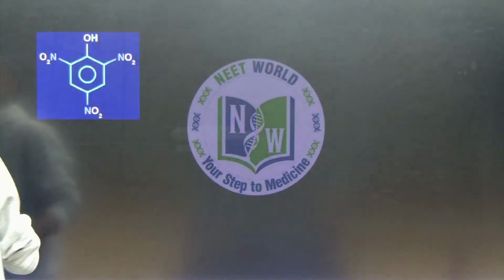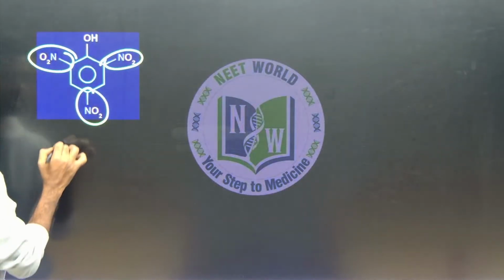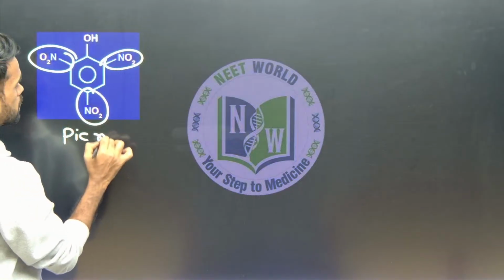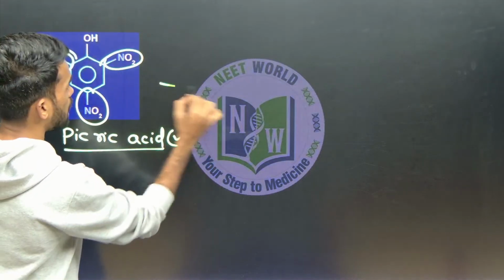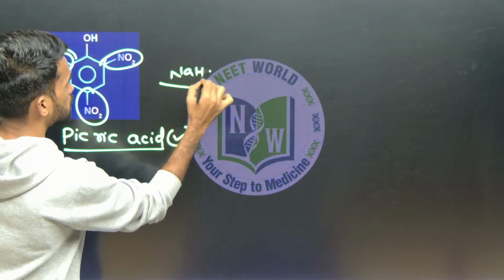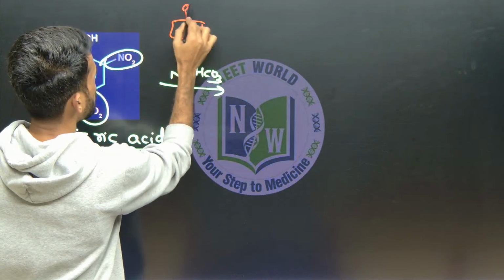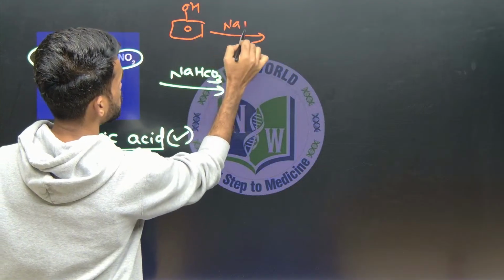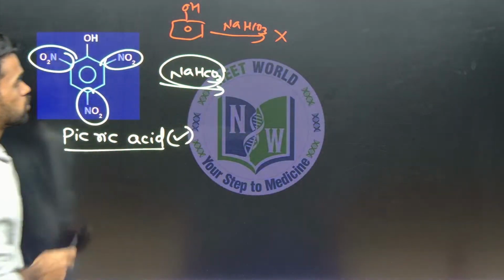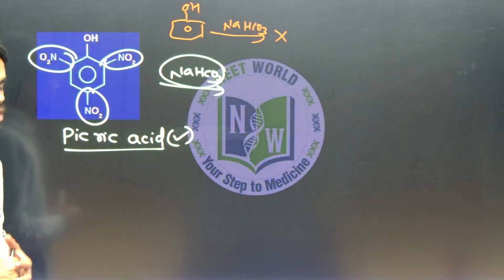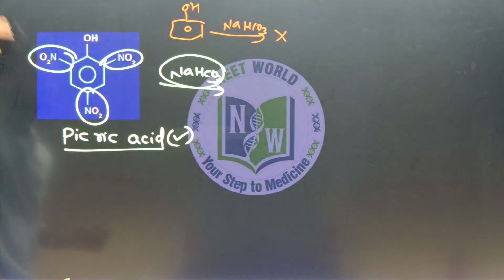When we have 3 nitro groups on phenol at ortho and para positions, the common name of this compound is picric acid. Picric acid is a strong acid; it can even react with NaHCO3. Remember this point: simple phenol upon treating with NaHCO3, no reaction. But when we treat trinitrophenol with NaHCO3, yes, it will react with this weak base. And what is the IUPAC name of this compound?